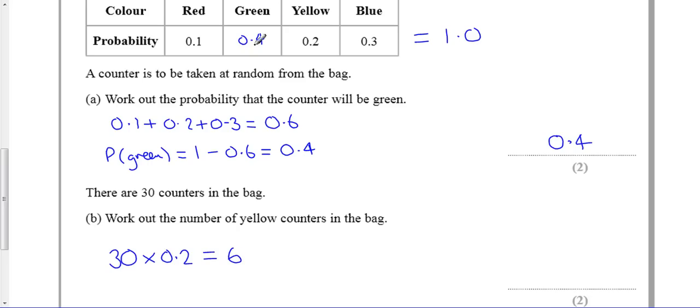Well, the alternative way you could do it, you could treat this as 30 times 1/5, which is really 30 divided by 5, which is also 6. So there's a couple of ways of doing it. Either way, if those are the probabilities, you know that of the 30 counters, there are 6 yellow ones.